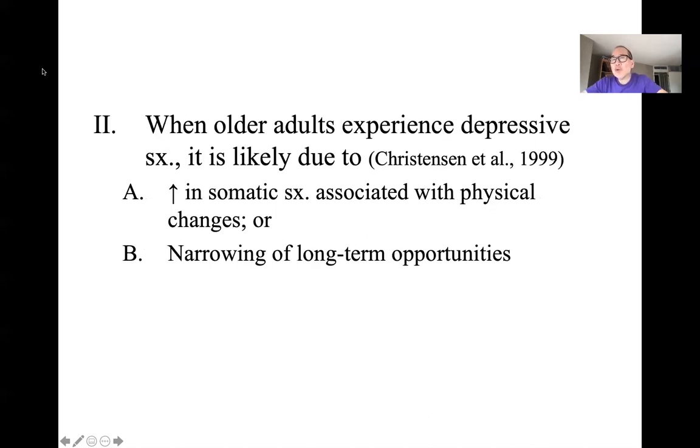When older adults experience depressive symptoms, it's likely due to an increase in somatic physical problems and physical changes. Again, a decrease in terms of a sense of physical control, like walking and so on, and also a narrowing of long-term opportunities, in terms of making relationships and work and so on.